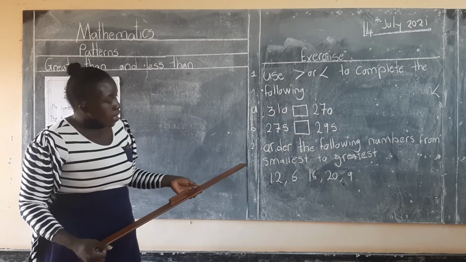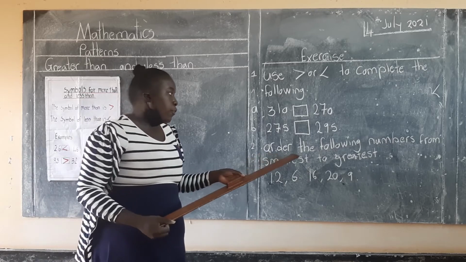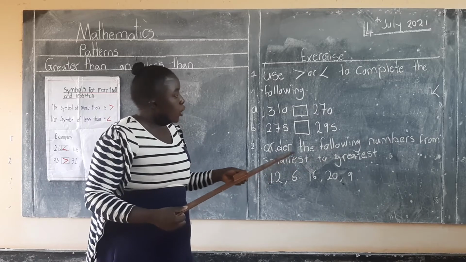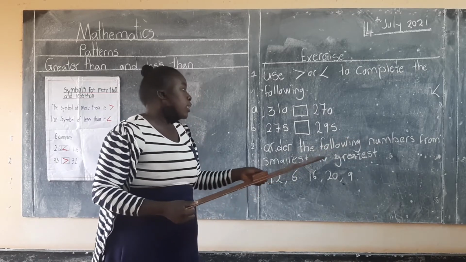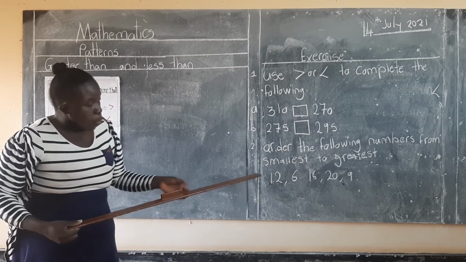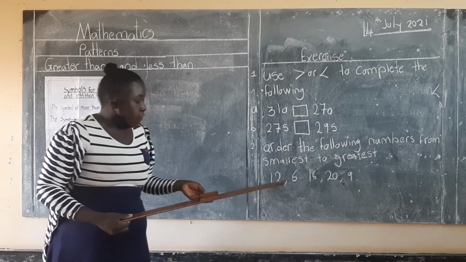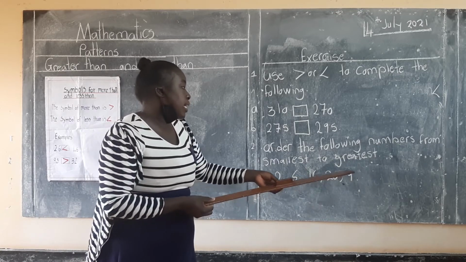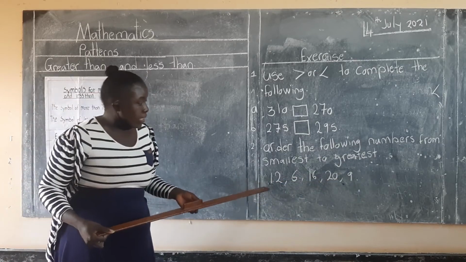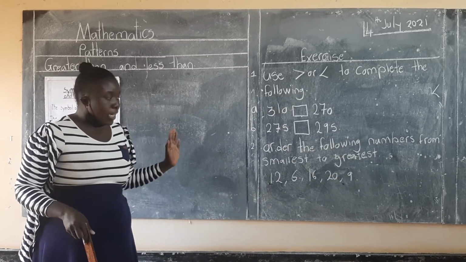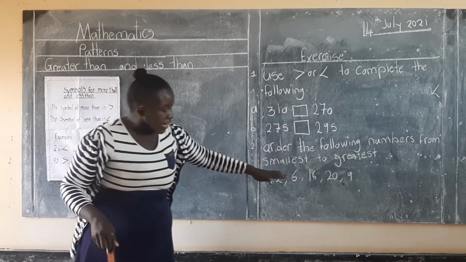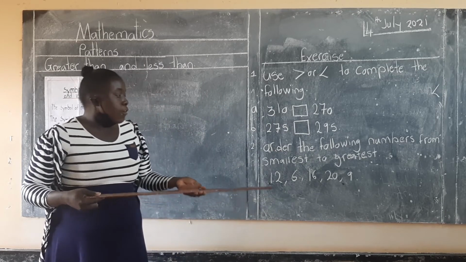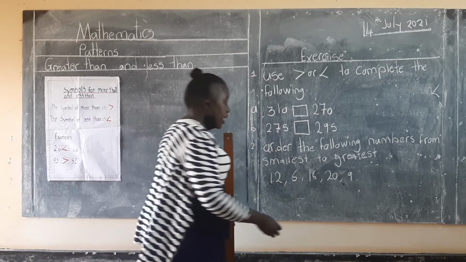Number 2 on our exercise says, order the following numbers from the smallest to greatest. We have been given different numbers. The first one is 12, 6, 16, 20, and 9. They are not arranged in order, so we are required to put the numbers from the smallest to the greatest.